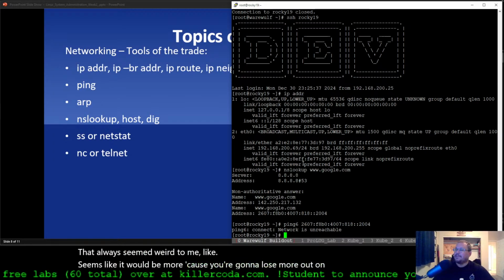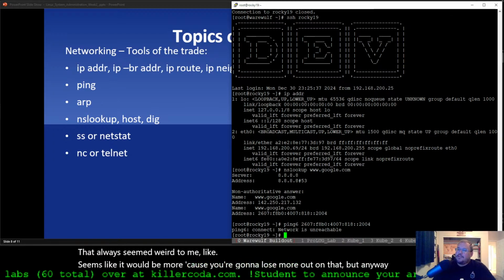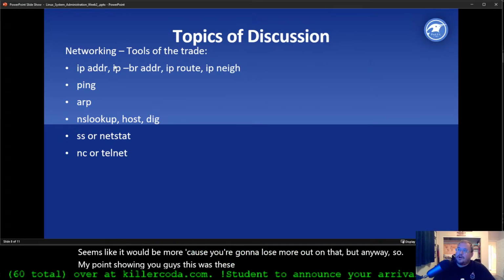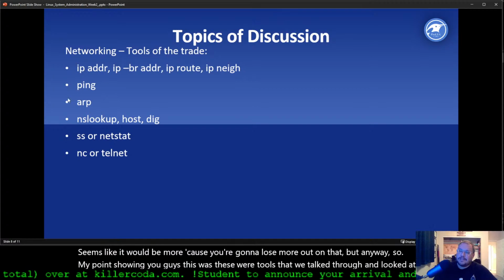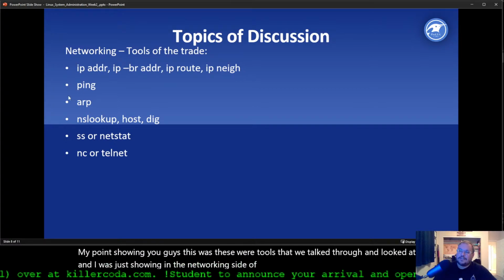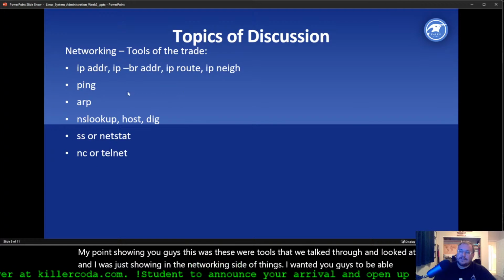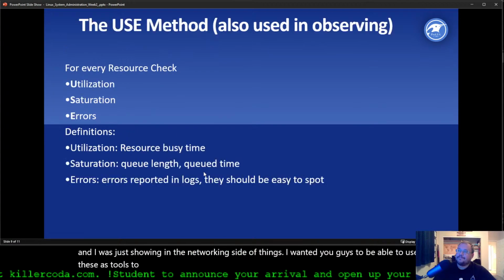But anyway, my point in showing you guys this was that these were tools that we talked through and looked at. I was showing the networking side of things, and I wanted you guys to be able to use these as tools to troubleshoot things, right?